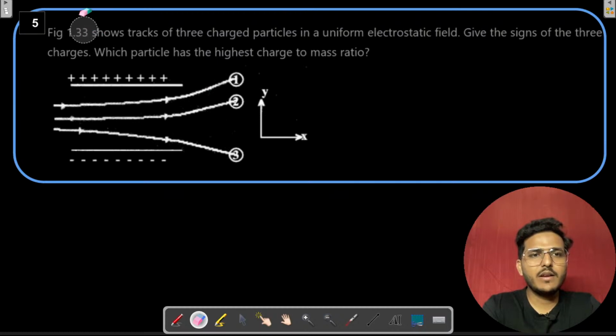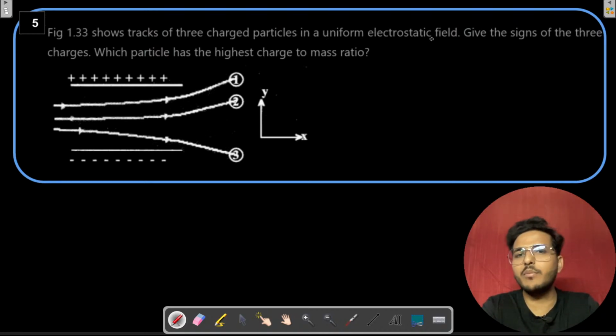Figure 1.33 shows the tracks of three charged particles in a uniform electrostatic field. Give the sign of the three charges, first, second and third. Which particle has the highest charge to mass ratio?